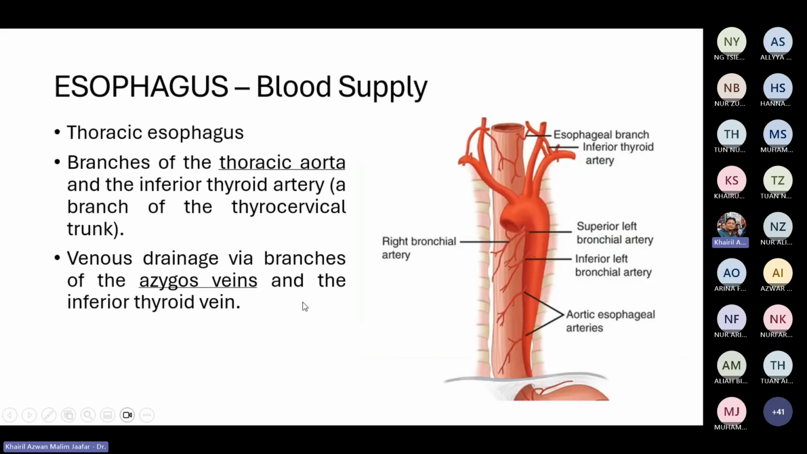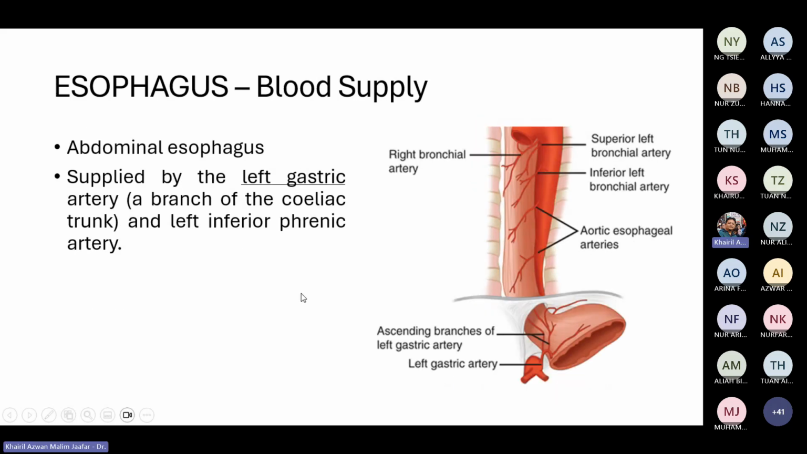Blood supply of the esophagus. It receives branches from the descending aorta, and the venous drainage of the esophagus will be drained into the azygous system of veins. In the abdomen, the blood supply of the esophagus comes from the left gastric artery and also the left inferior phrenic artery.